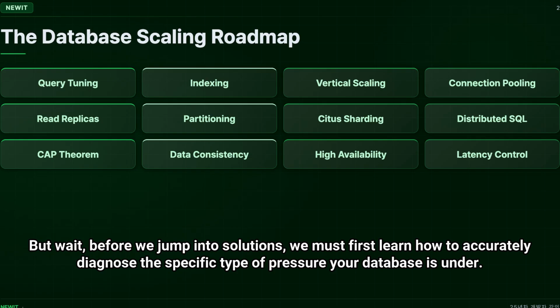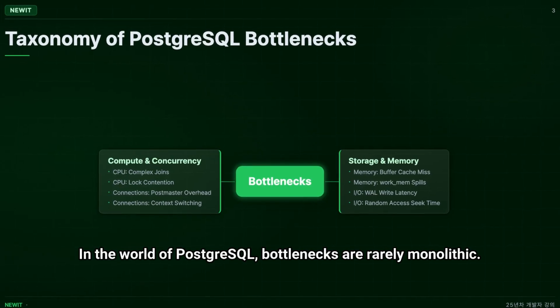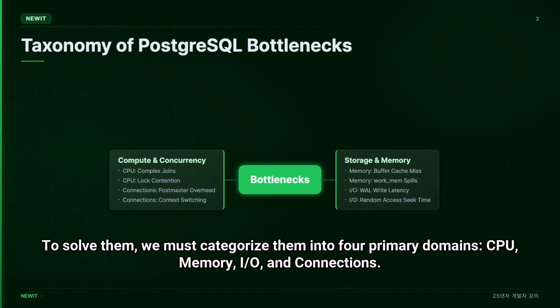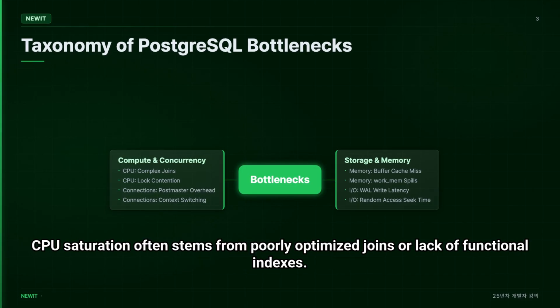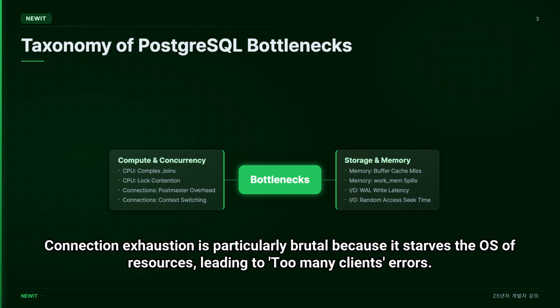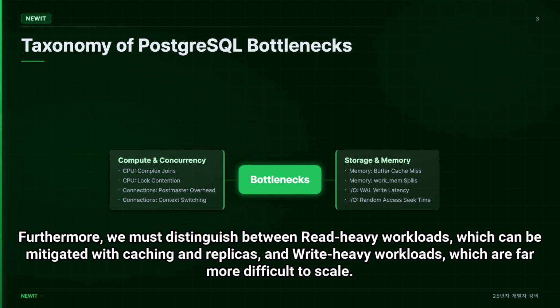But wait, before we jump into solutions, we must first learn how to accurately diagnose the specific type of pressure your database is under. In the world of PostgreSQL, bottlenecks are rarely monolithic. To solve them, we must categorize them into 4 primary domains: CPU, memory, I/O, and connections. CPU saturation often stems from poorly optimized joins or lack of functional indexes. Memory pressure targets the shared buffers and work mem, causing the engine to spill temporary data to slow disk storage. Connection exhaustion is particularly brutal because it starves the OS of resources, leading to too many clients errors.